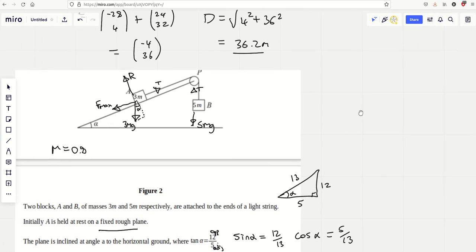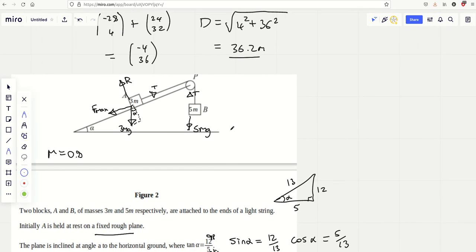Okay, so what do we need? Well, firstly, start with the easiest one. Give yourself some confidence. Remember, the system's moving in that direction, yeah? So 5 mg must be the stronger force. So I can say 5 mg minus T is 5 ma. You must have the m's in there in the right place. Very important, that. Very important. That's worth 2 marks, by the way, yeah?